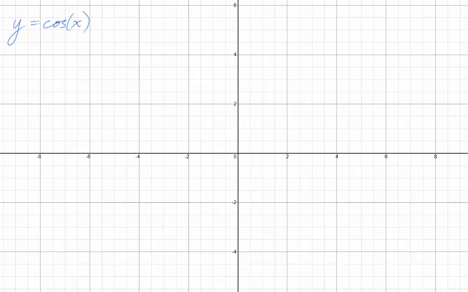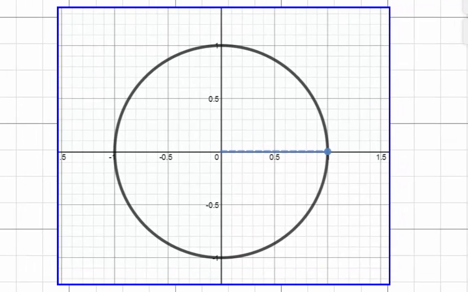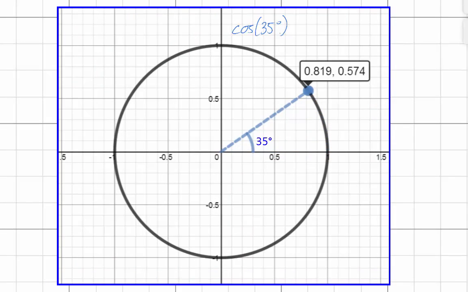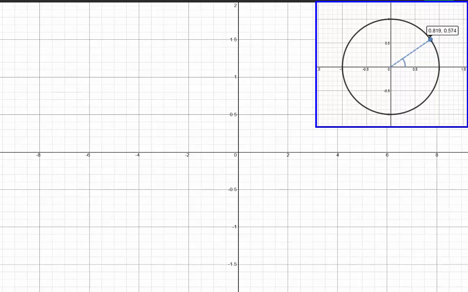Recall from the unit circle that cos is the first coordinate of the point at the circle's edge. So for instance, here you can see that cos 35 degrees is about 0.819. From thinking about the unit circle, you can see that cos of any angle is between -1 and 1, so the y-axis doesn't need to be very big. The x-axis needs to at least have space for angles from 0 to 360 degrees, so we'll make that nice and big.